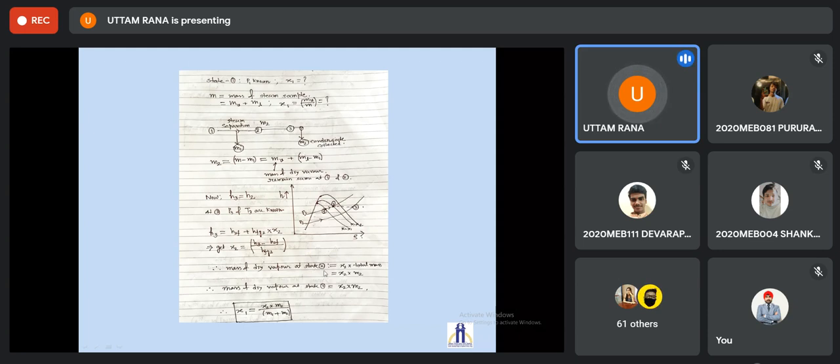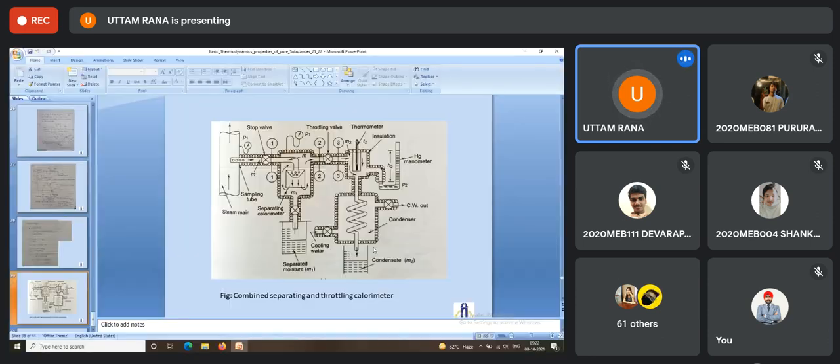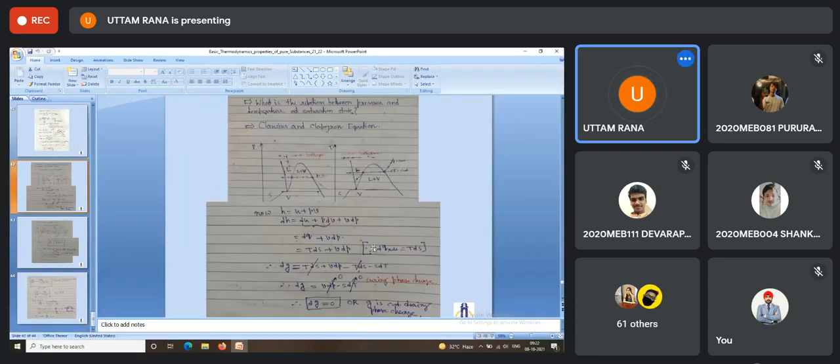So the mass of the dry vapor at state 2 is basically M2 into X2. That is also the mass of the dry vapor at state 1, because no vapor is separated in the separator, only the moisture is separated. So quality will be equal to the mass of the vapor at state 1 divided by the total mass. This is the procedure by which we can measure the dryness fraction of the steam using a separating and throttling calorimeter. Okay, any doubt about this point?